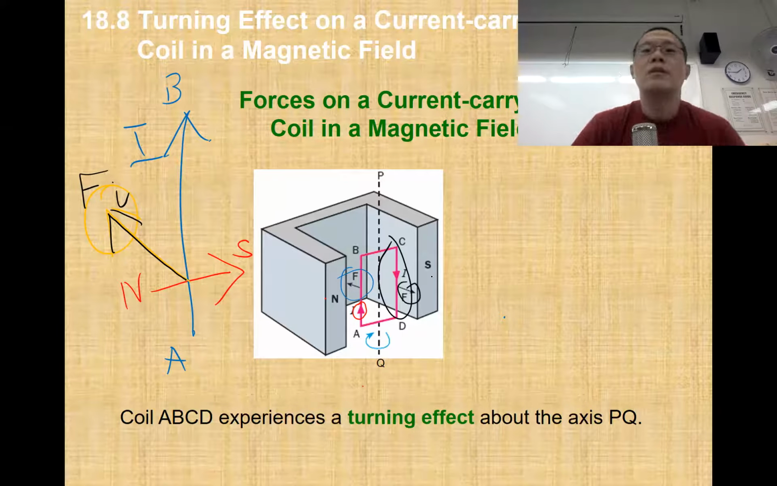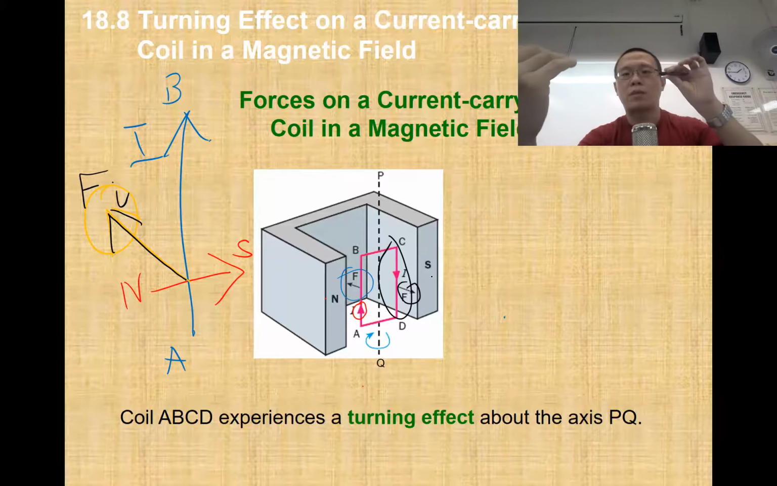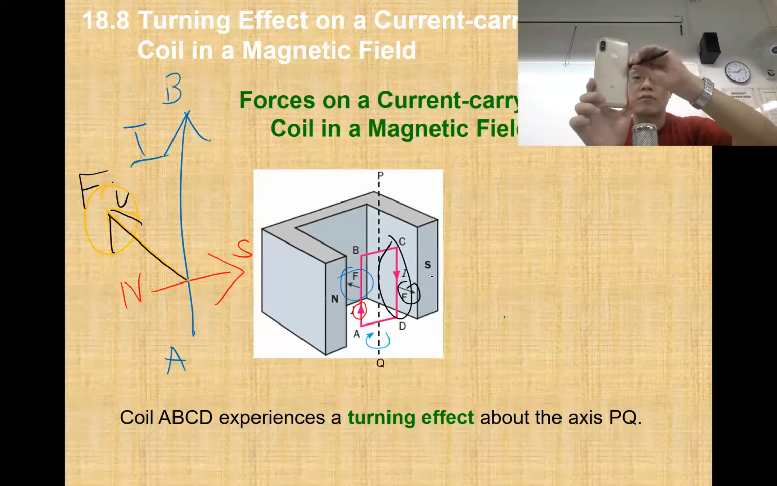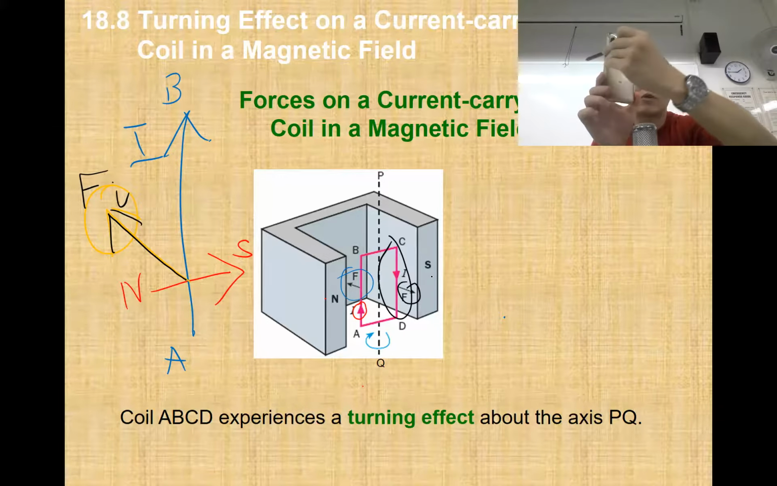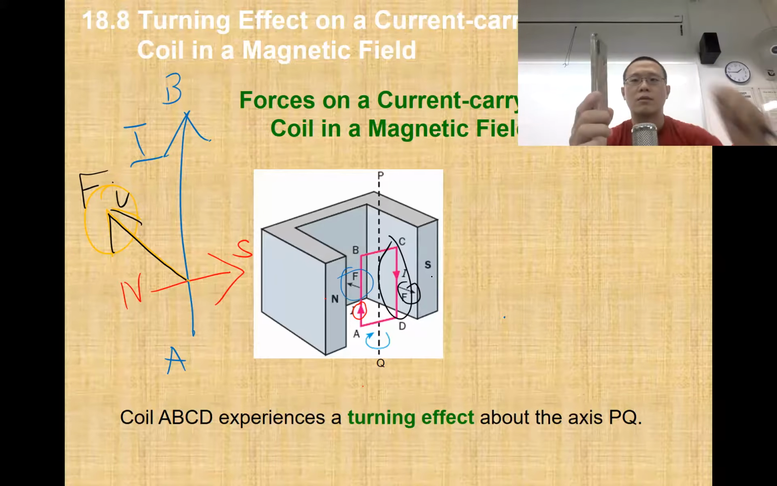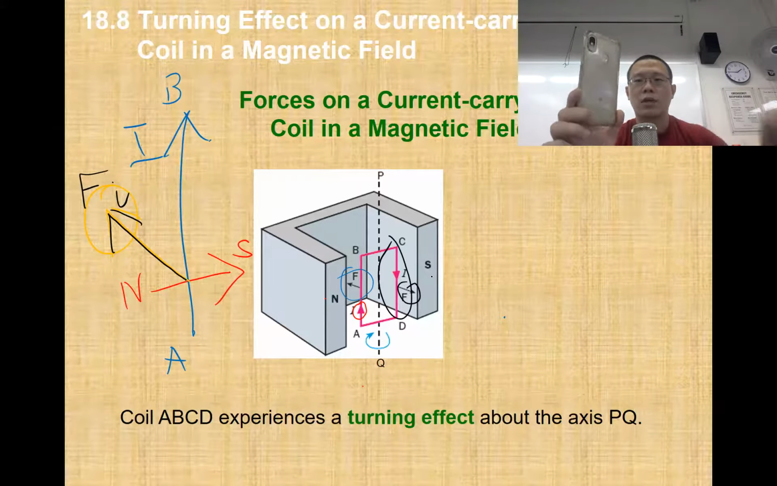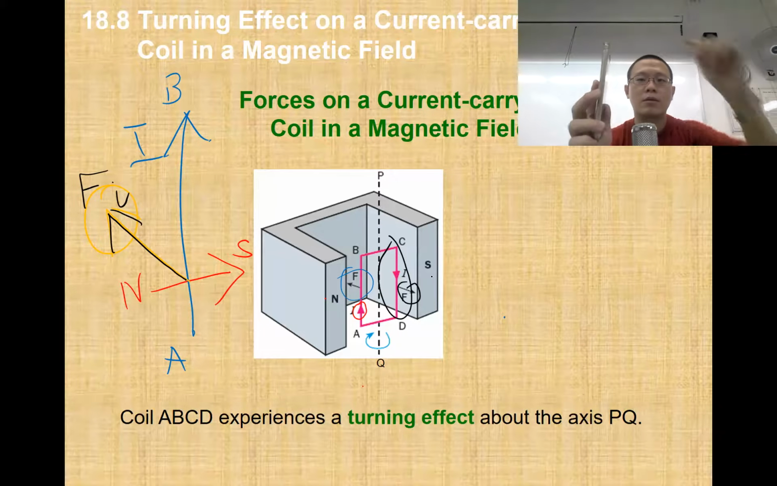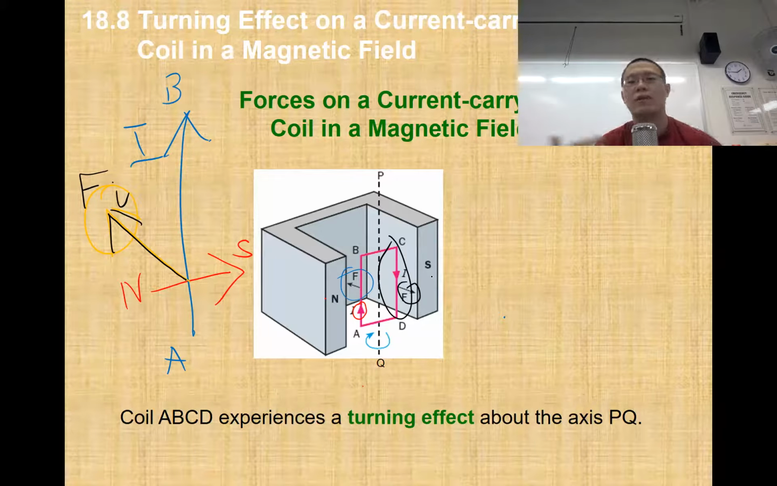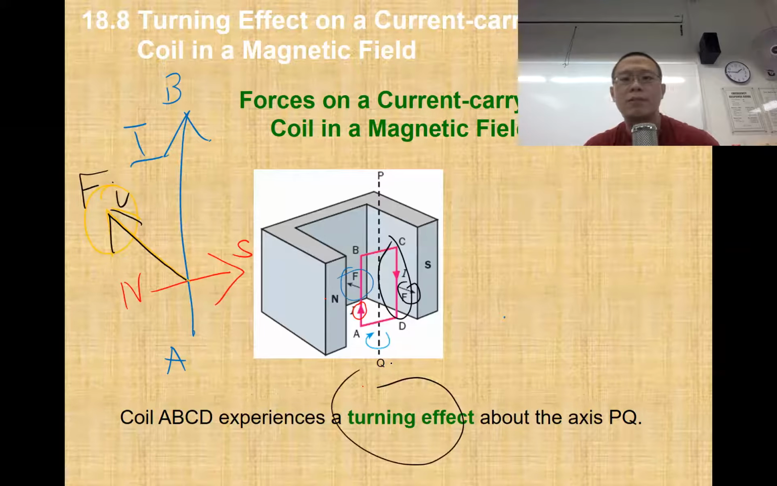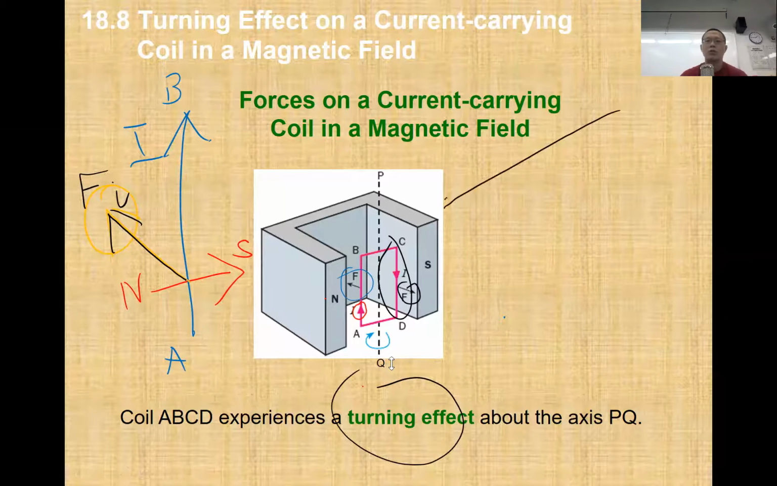And what is the ultimate combination? One side of the rod, the force pushes in, and the other side, the force pushes out. So if I push in on one side and out on the other, the coil will start to rotate. This rotation effect that takes place is what we call the turning effect. And this turning effect is important because it's one of the foundations of some of the applications that we are looking at.